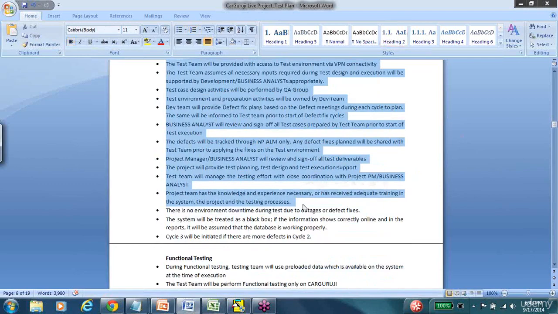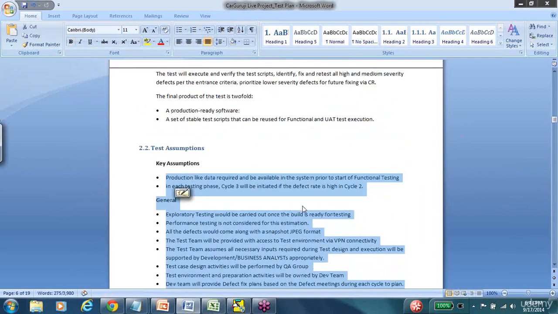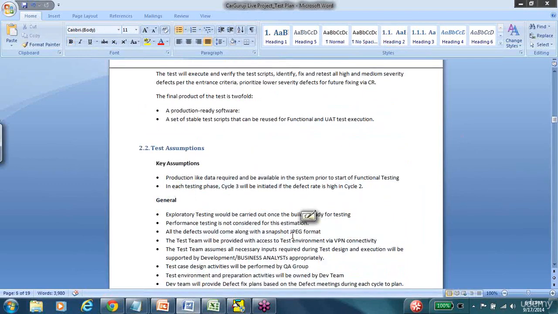Again, all of these assumptions will not be applicable to all projects. As I said, with this test plan document, I wanted to include every possible situation so that you all will have a reference to tailor this document to your needs. Key assumptions are like the overall important ones. It says that production-like data is required and should be available in the system prior to the starting of functional testing.